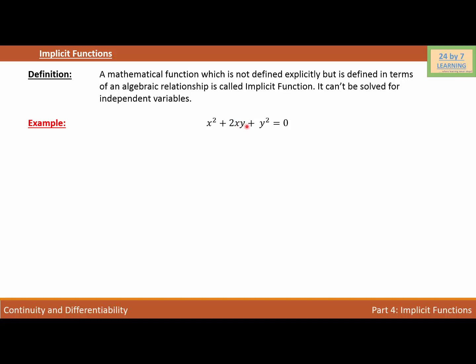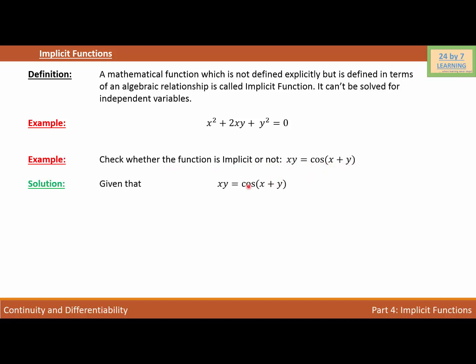Let's consider another example. Check whether the function is implicit or not: xy is equal to cosine of x plus y. It is given that xy is equal to cosine of (x plus y). So what I'm going to do is separate x and y this time. I wanted to consider the function in terms of x, so I divided this function on both sides by x. If I do that, I get y is equal to cosine of (x plus y) over x.